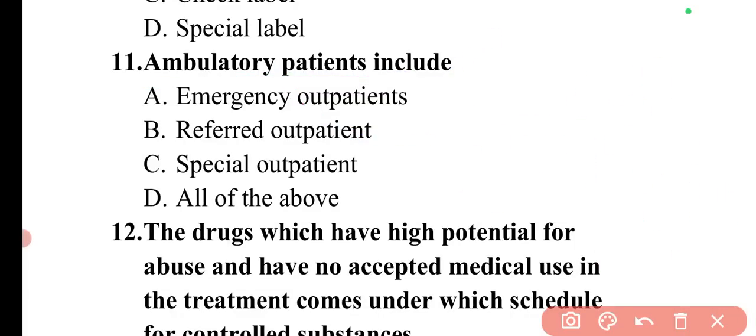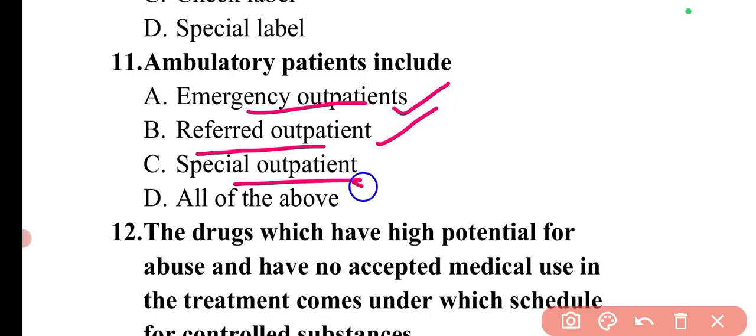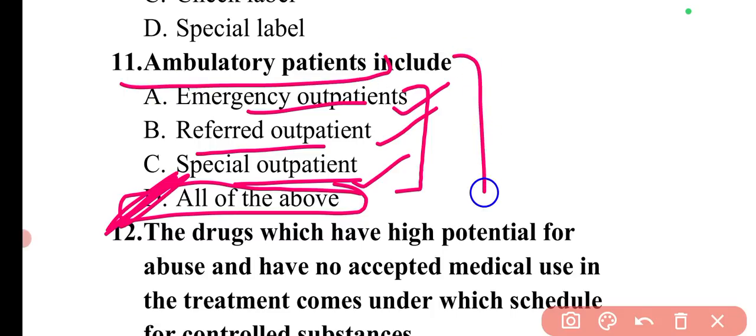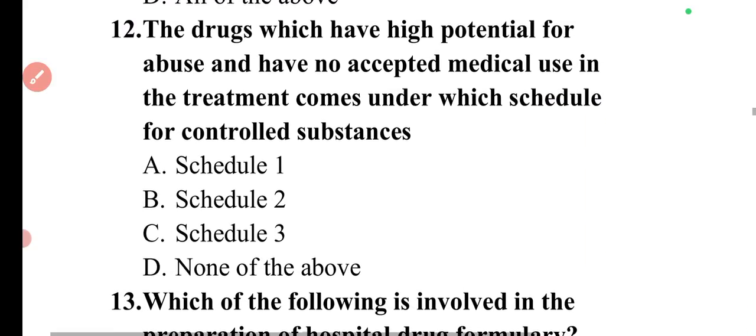So all the emergency outpatients, referred outpatients, special outpatients. So every type of outpatients comes under the type of ambulatory patient. So here option D will be the correct answer. So this ambulatory patient is also very important. Many times the question has been seen from this particular definition. Now moving to another question.